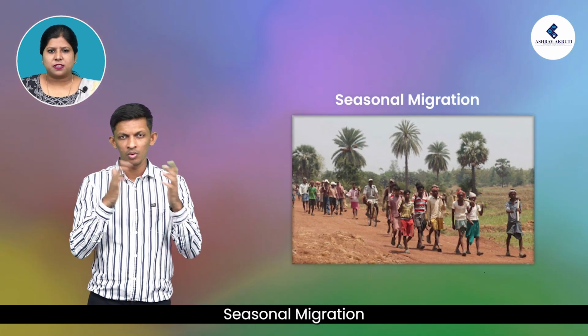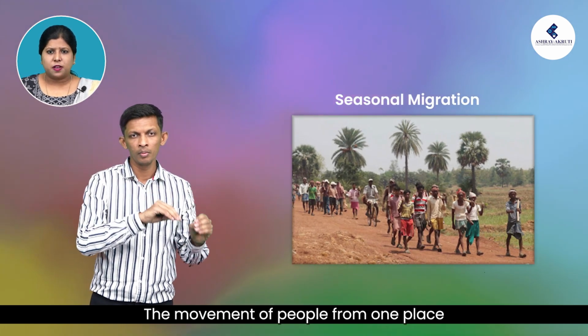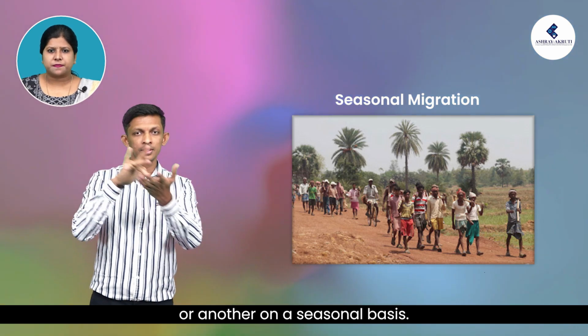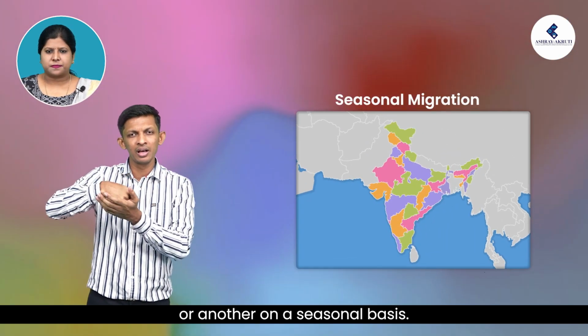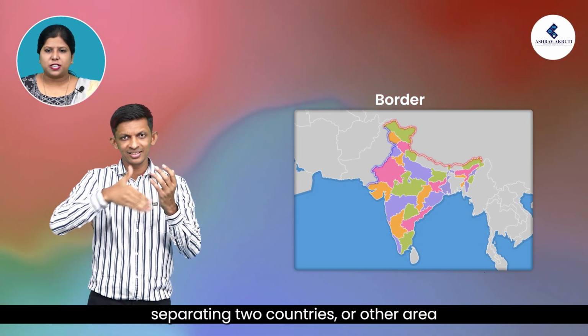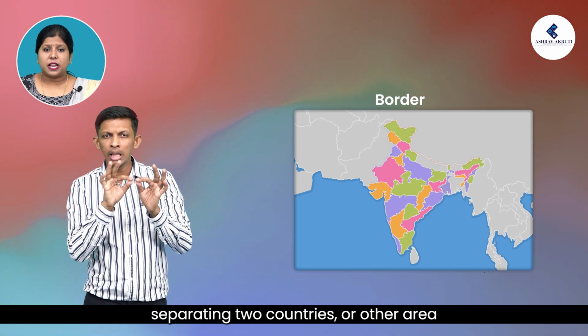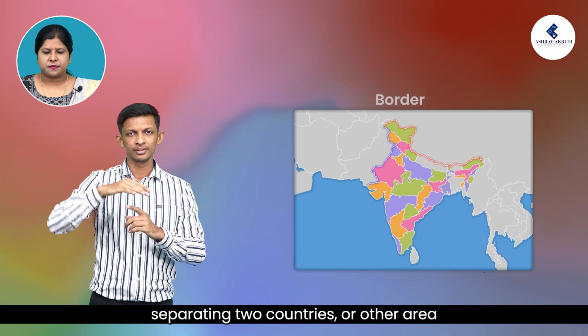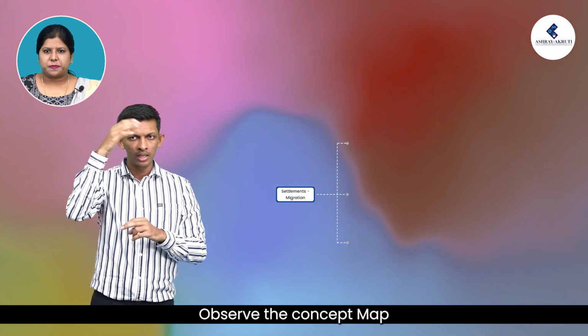Seasonal migration: the movement of people from one place to another on a seasonal basis. Border: a line separating two countries or other areas. Observe the concept map.